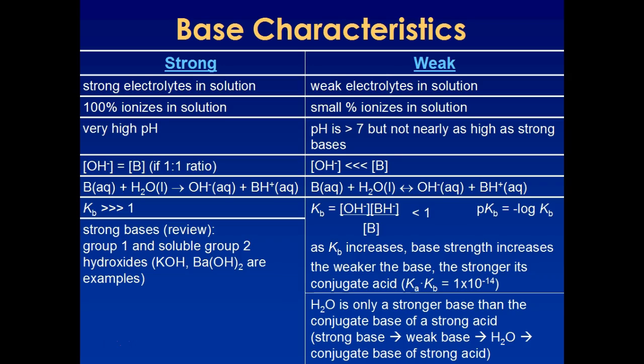Water actually can act as a better base only than the conjugate ions of a strong acid like Cl- and NO3-, but otherwise it's in the same order as we saw with the acids: strong base, then weak base, then water, and then those conjugate bases of your strong acids. Your weak bases tend to have that NH2 group, the NH3 group attached to them.